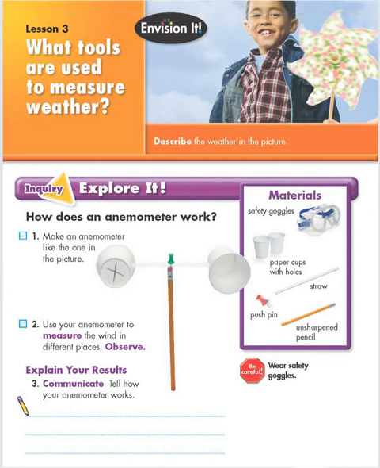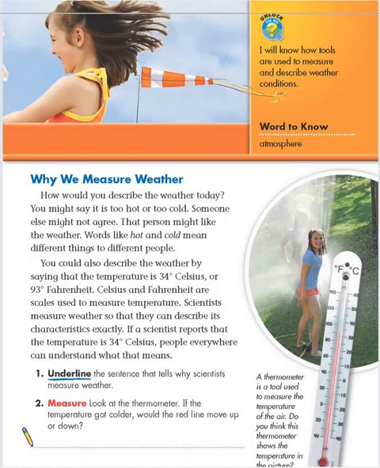Now we need to measure weather, to measure temperature, to measure the amount of precipitation, to measure the wind speed, to determine the wind direction, to measure the atmospheric pressure or the air pressure, and so on. We are going to use many tools. First of these tools is the thermometer. The thermometer is used to measure the temperature of the air.